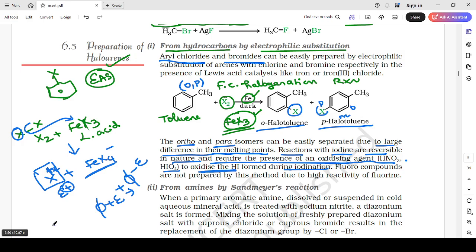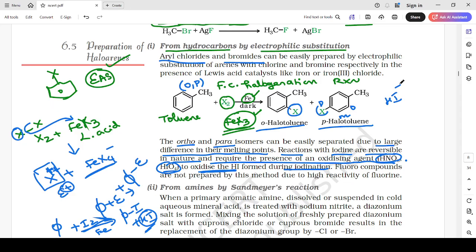I have benzene and I want to iodinate it. So if I am using I2 in the presence of Fe, this will form iodobenzene along with HI. This HI has to get, what should I do? This is always a reversible reaction because of the bulkiness of the iodine. The reaction is reversible because of the bulkiness of the iodine. So what to do? I require a strong oxidizing agent so that the HI that has been generated can be further oxidized.